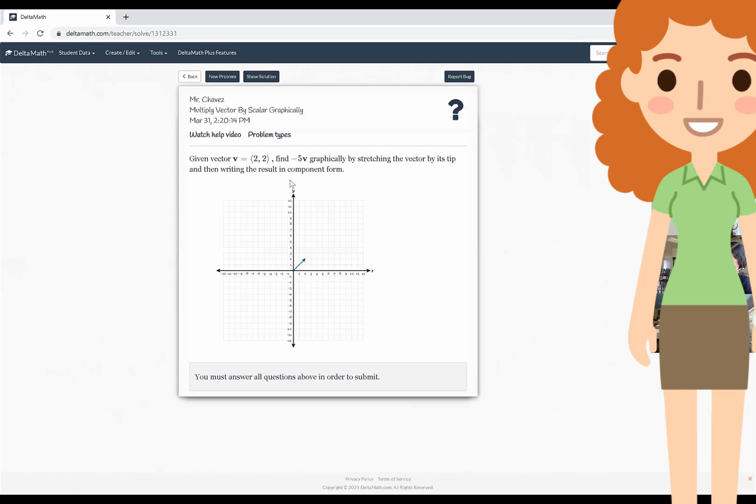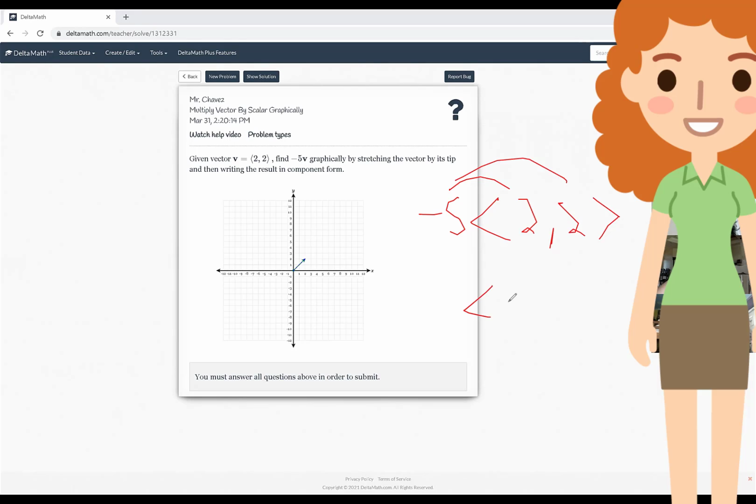So here we go. I'm glad I got a negative one right off the bat. So they tell you how vector v looks. So here's vector v. And then find -5v graphically by stretching the vector by its tip and then writing the result in component form. I'm going to do the component form first, guys. So here it is. It's very basic. Relax. So annotate. All right. So what I would do first is I would go -5, and then I would use chevron 2, 2. And then I would just distribute that -5 times -2.